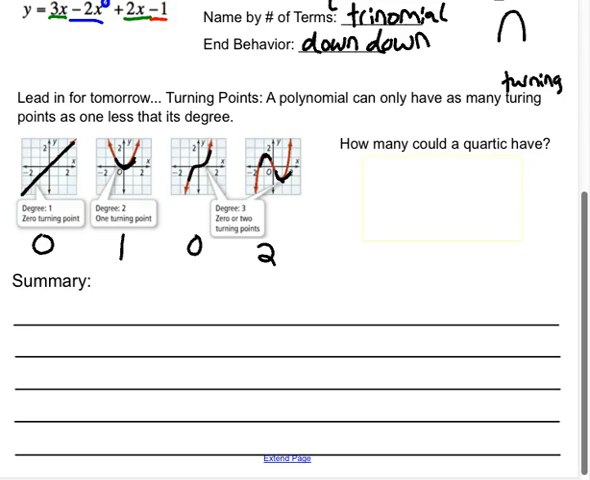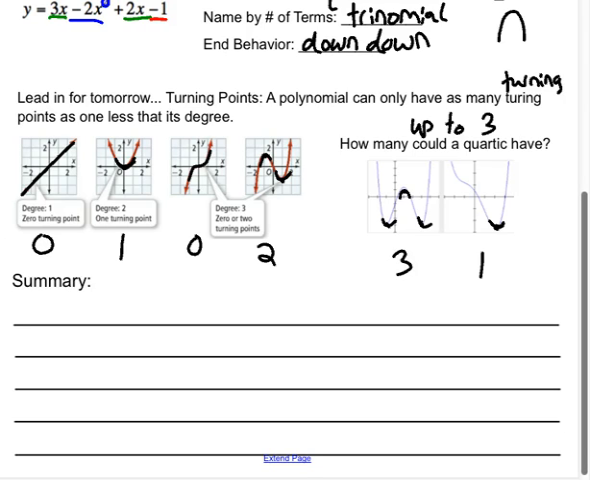So let's think about quartics. How many could quartics have? Well, if it can only have up to 1 less than its degree, it could have only up to 3. And let's look at the different ways a quartic could look. So here, I can have one where it has 1 turnaround point, so basically like a quadratic. Or here, if it goes up like this, it could have 3.